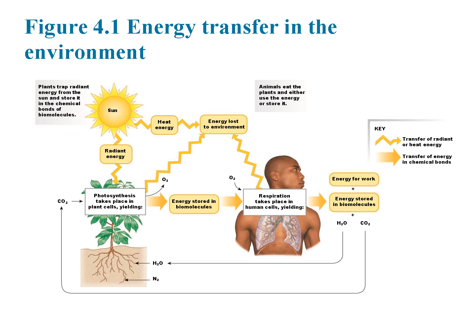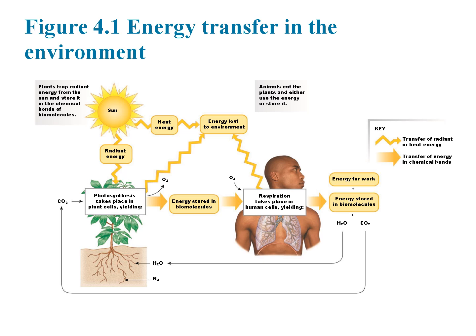Let's dive into how energy flows through the environment. It's all about balance and transfer. The sun is the ultimate energy source, providing radiant energy that plants capture through photosynthesis. During this process, plants convert sunlight into chemical energy stored in biomolecules, like glucose. When animals eat plants, they tap into that stored energy. Their cells perform respiration, breaking down those biomolecules to release energy for work or store it for later. But there's always some energy lost as heat. It's a natural part of the process.